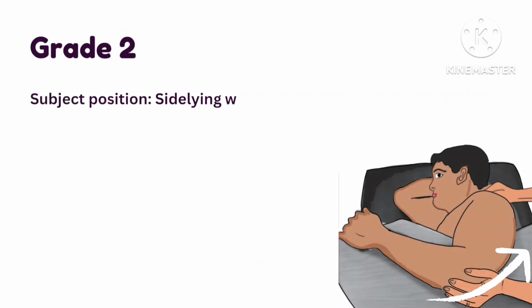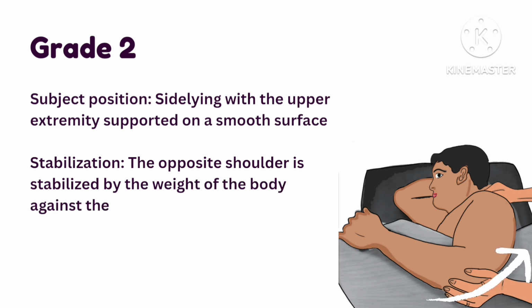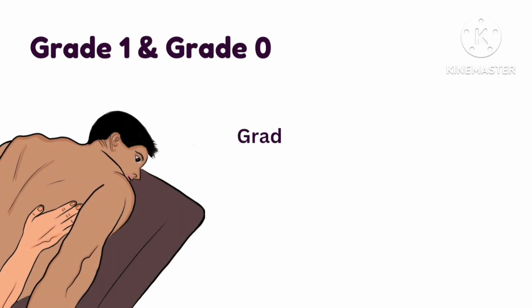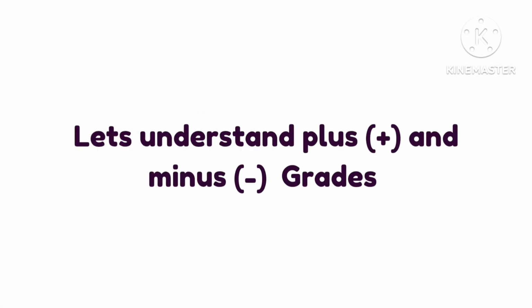In grade 2, the subject position is sidelined with the upper extremity supported on a smooth surface, and the subject extends the forearm through the maximum range of motion. In grade 1 and 0, the palpation is done on latissimus dorsi, and in 0, no contraction is felt.